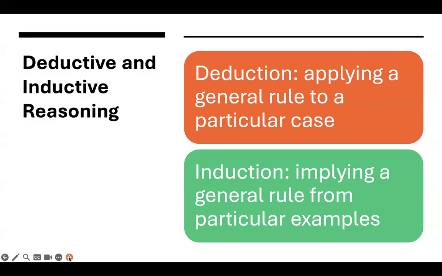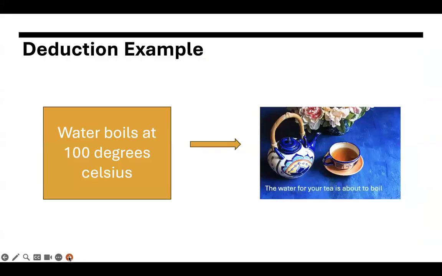Let's take a look. Here's an example of deduction. We know that there is a general scientific rule that water boils at 100 degrees Celsius. We can tell by the temperature of the water for your tea whether it is or is not about to boil. We have taken the original rule and applied it to your particular circumstances.